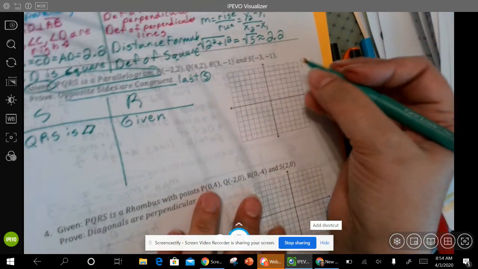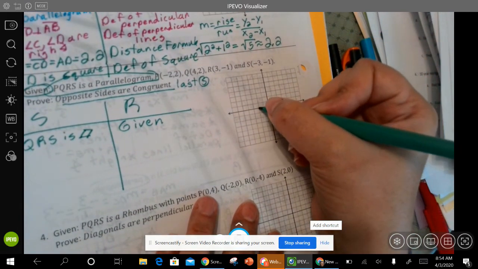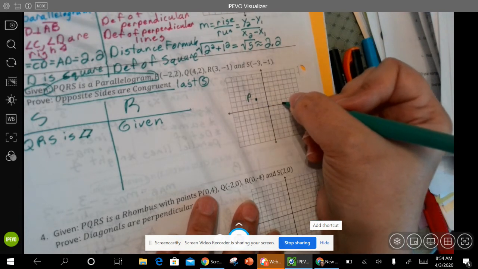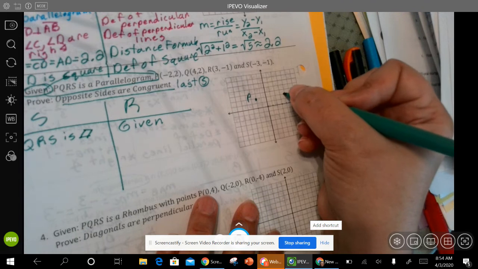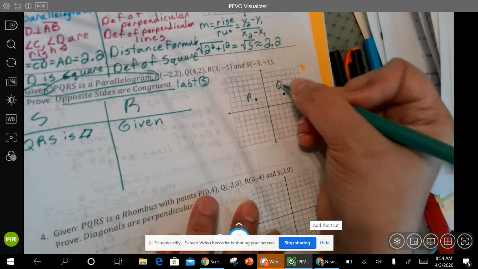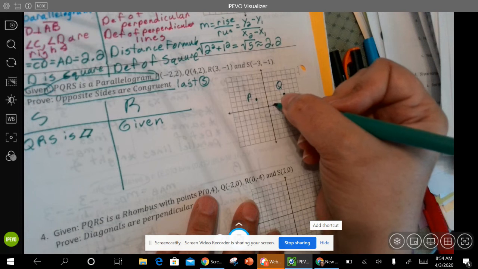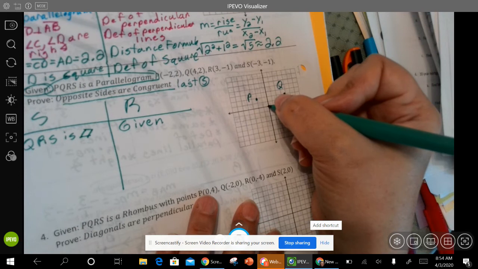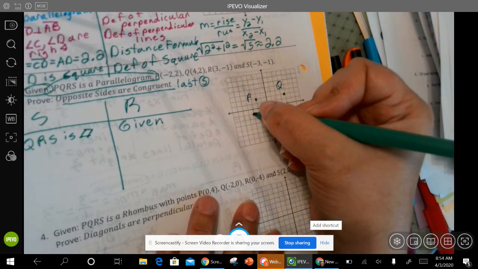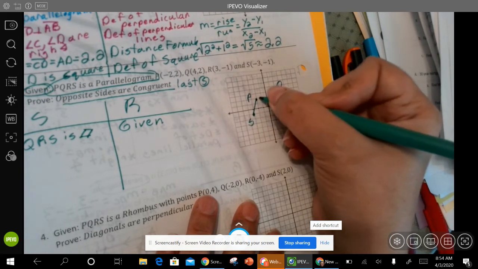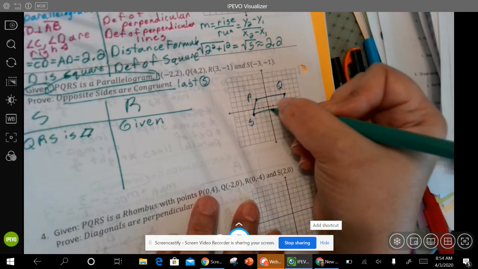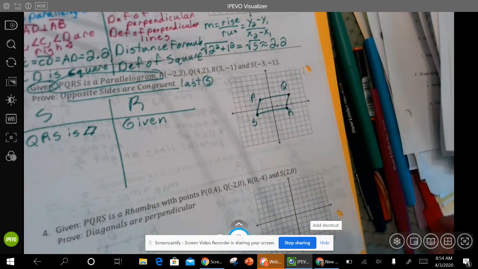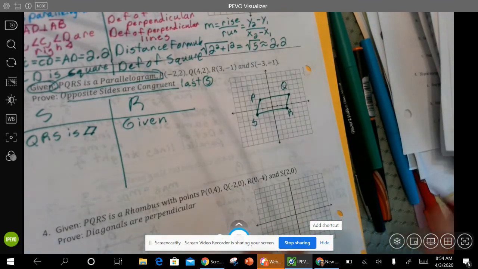Okay, and I'm going to go ahead and graph it, and of course label it. So everybody, please graph these on Desmos. Let's just visualize what we're doing. This one's 1, 2, 3, down 2. And then this one is 1, 2, 3, down 1 for S. Oh, definitely looks like a parallelogram. So we need to prove that the opposite sides are congruent. So we're going to use our distance formula.